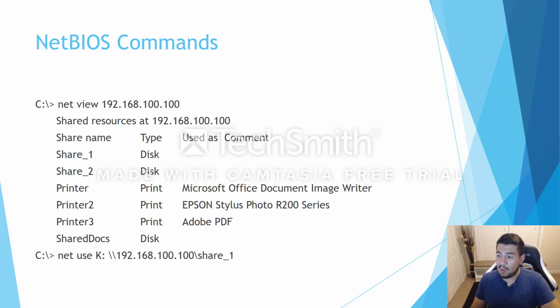So at the very bottom there, we have the example net use command, which is net use, and then you give it a drive letter, and then you give it the actual network share to be mapped to it. So upon executing this command, we will be mapping the share1 share for the 192.168.100.100 PC to our K drive, which we will then be able to access at will.